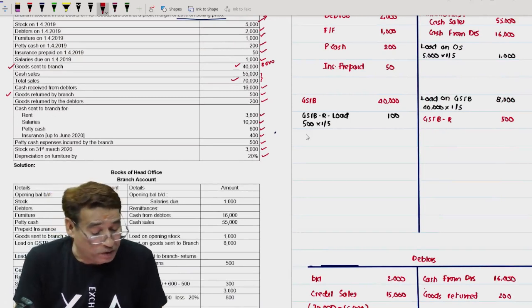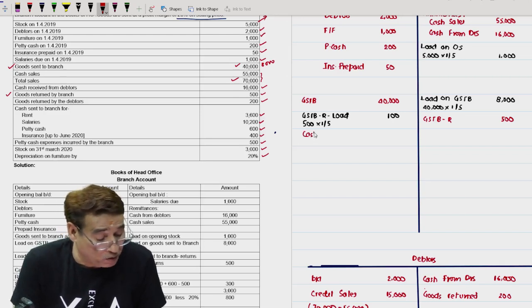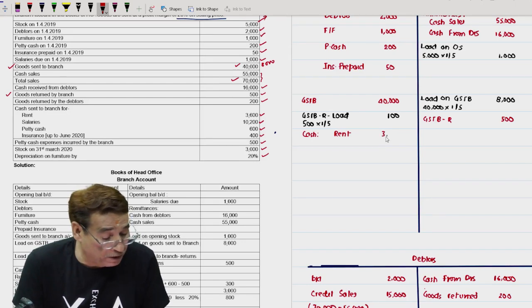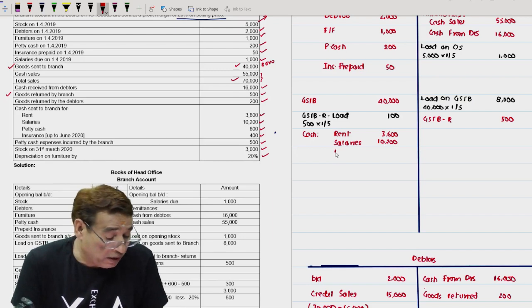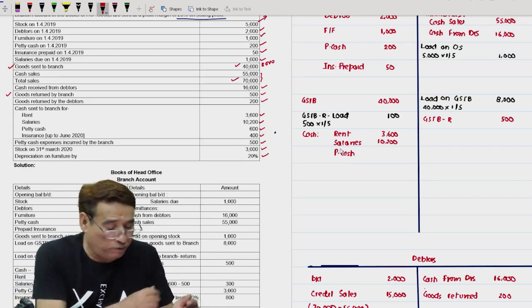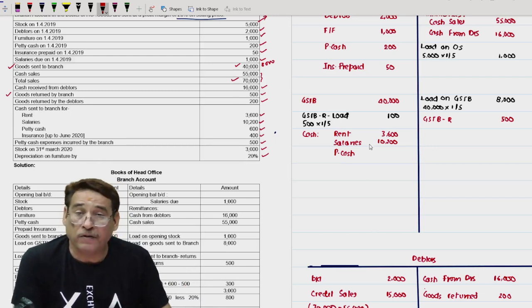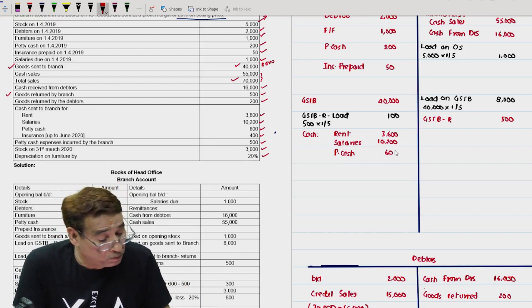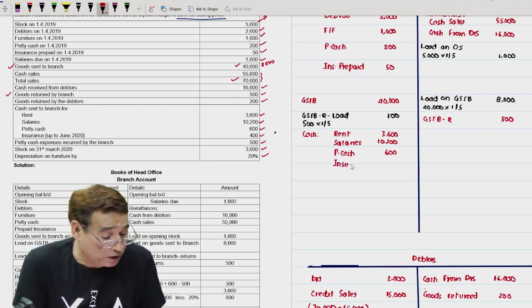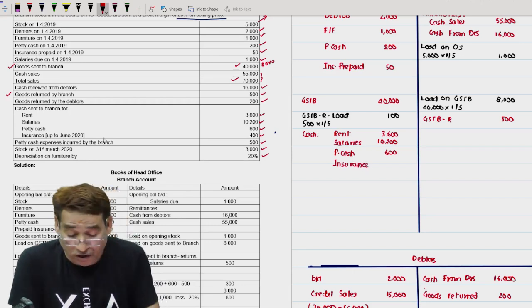After that, cash sent for expenses. So head office has sent some cash. Head office has sent cash for rent, 3,600. It has sent cash for salaries also. So you will write salaries. Amount of salary is 10,200. Then it has also sent petty cash. Some further cash is given in the form of petty cash to the branch manager, and amount, as you can see, actually is 600. Then some cash also has been sent to meet insurance expenses 400.